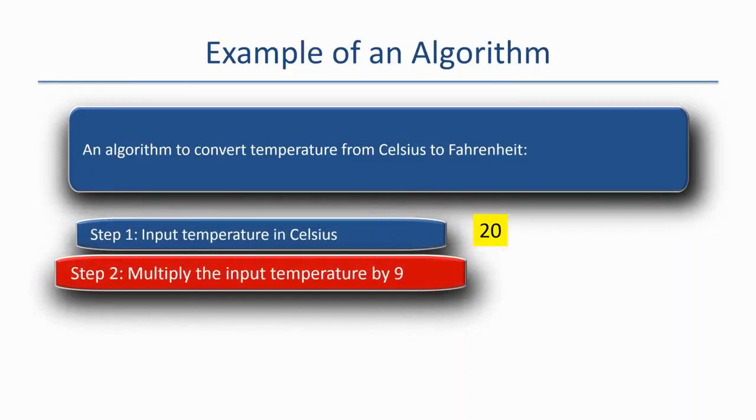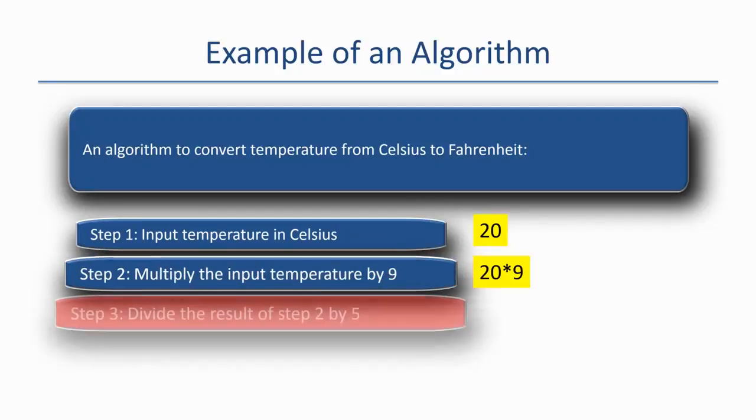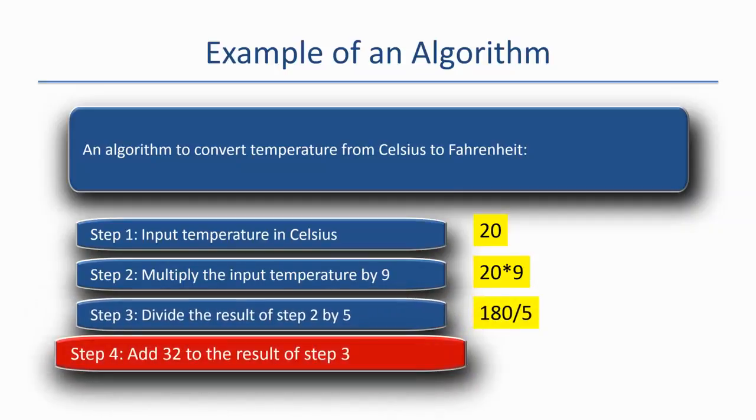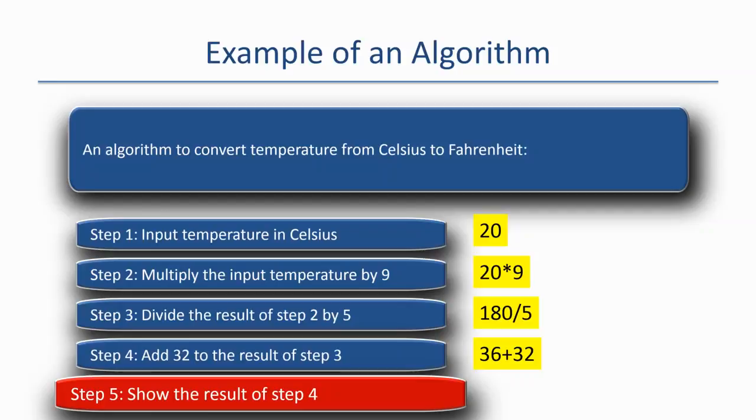In step 2, we are going to get the input temperature and multiply it by 9. In step 3, we divide the result of step 2 by 5, which is 180 divided by 5. And in step 4, we are going to add 32 to the result. Now 180 divided by 5 is 36, and we are going to add 32 to it. And then in the last step, we are going to show the result of step 4, which in this case would be 68.